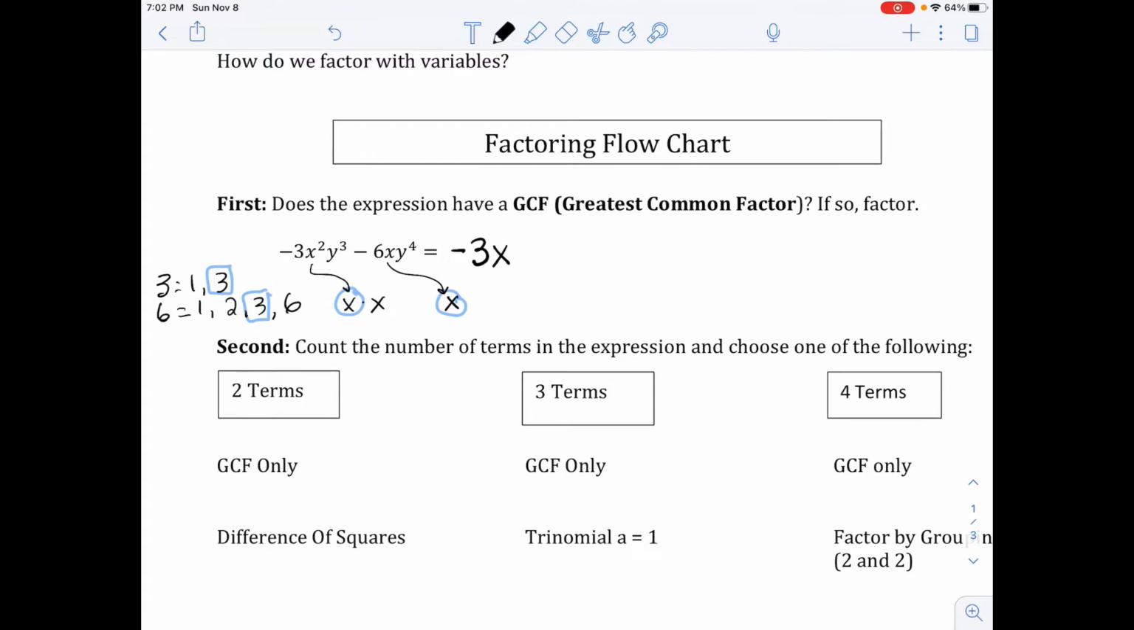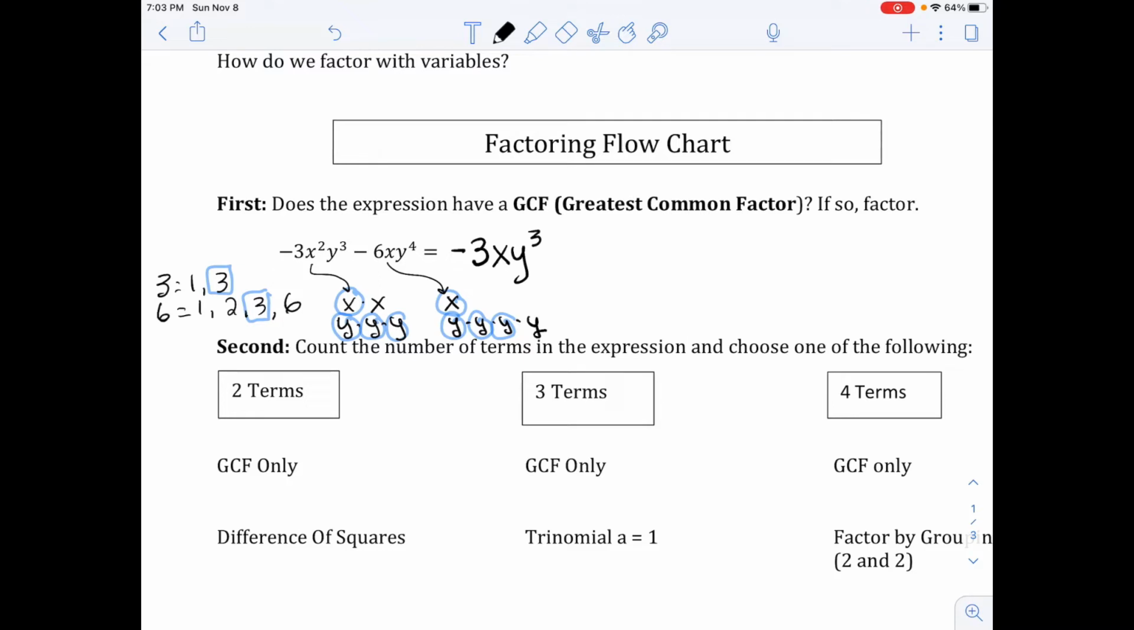Then I'm going to look at the y's. I see that the first term has 3 y's. So 1, 2, 3. So I'm expanding the product y cubed as y times y times y. The second term has 4 y's. 1, 2, 3, 4. How many do they have in common? Well, they each have 1 in common, and then they each have a second one in common, and then they each have a third one in common. And so the last part of the GCF will be y to the third.